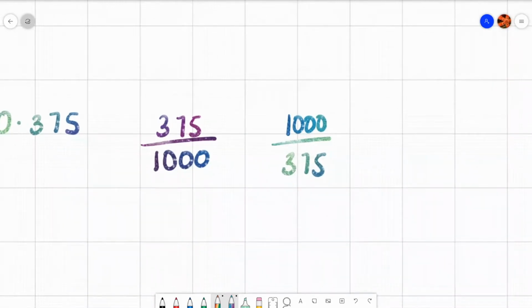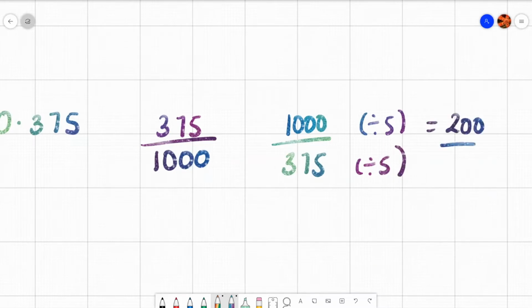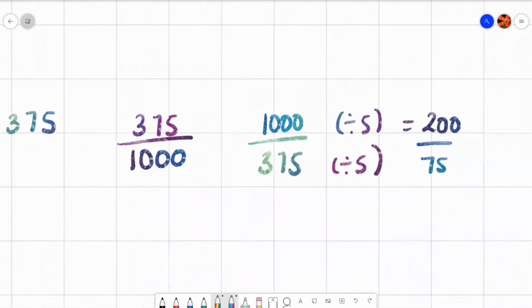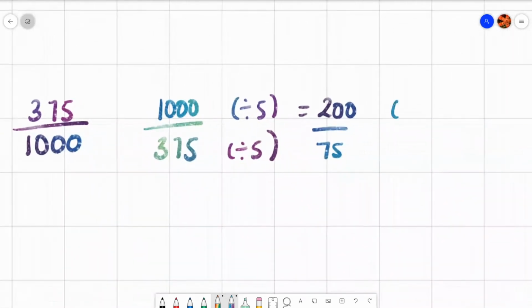If I was to simplify that further, I know I can divide top and bottom by 5, can't I? Which is the most obvious because they're both going to be in the 5 times table. So 1000 divided by 5 is 200. And then 375 divided by 5 is 75. I know I can carry on simplifying this. Again, we'll divide it by 5 because they're both going to be in the 5 times table, aren't they? 200 divided by 5 is 40, and 75 divided by 5 is 15.